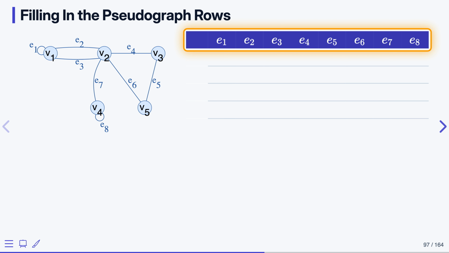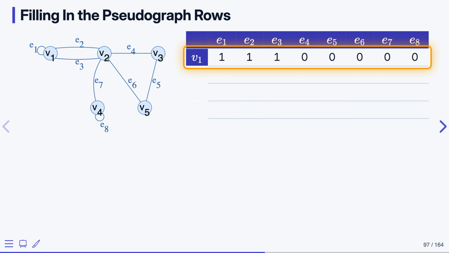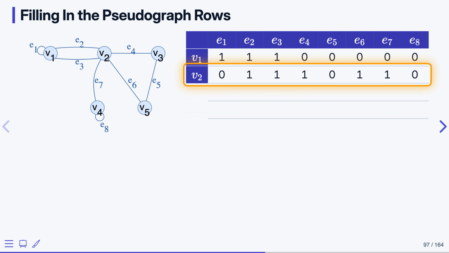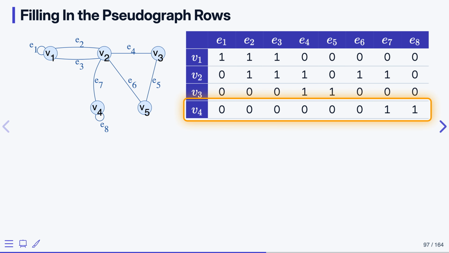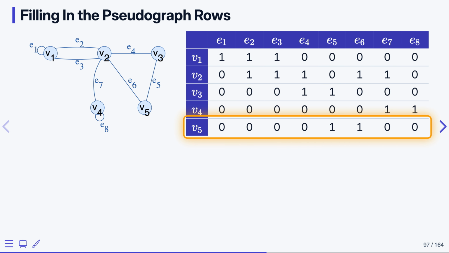Now we fill it in, 1 row at a time. The 8 columns are the 8 edges. Row V1. The loop E1 touches it, and so do E2 and E3, so ones under E1, E2, and E3. Row V2. Edges E2, E3, E4, E6, and E7 touch it, 5 ones. Row V3. Edges E4 and E5. Row V4. Edges E7 and E8, and E8 is its loop. Row V5. Edges E5 and E6.